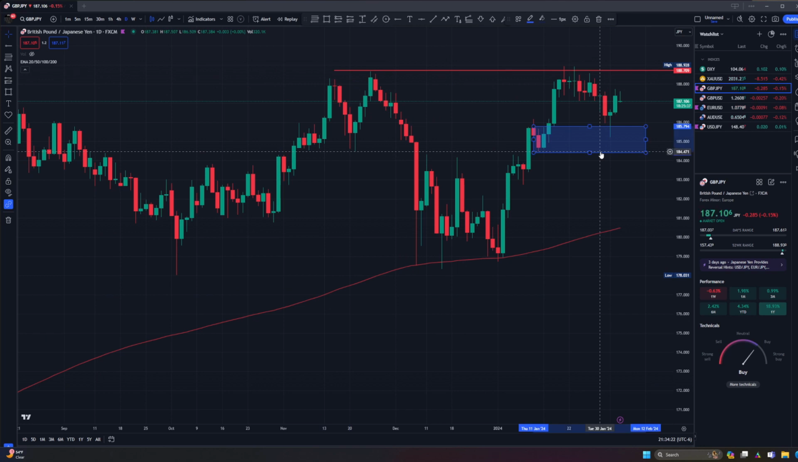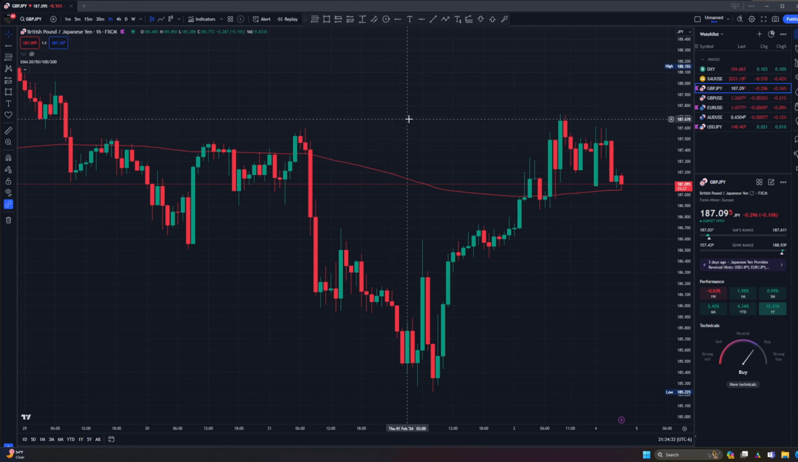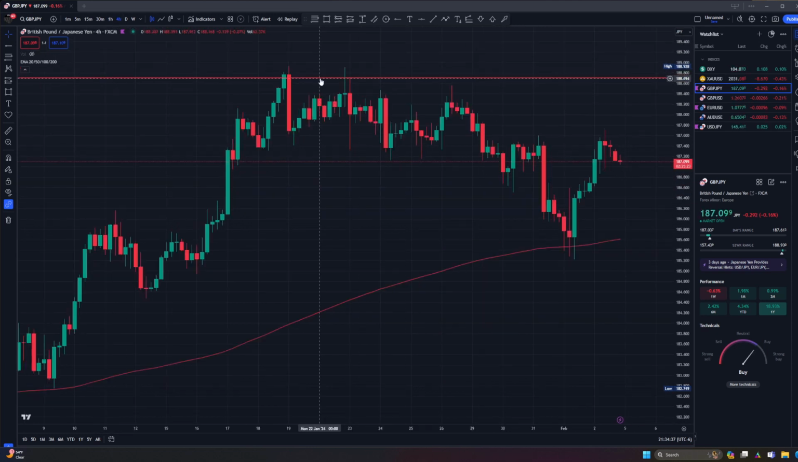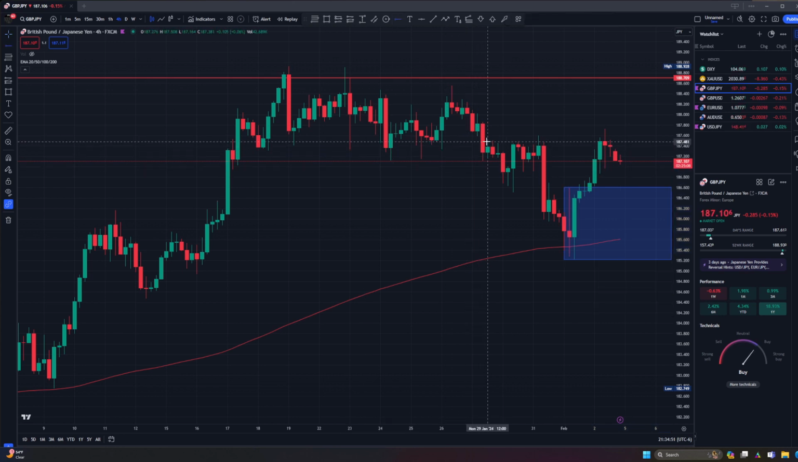So since we know that area was tapped into, we can remove it and drop down to the lower time frame. I don't like the way this wick here is looking. You can still draw the zone here, but it's just such a big zone and you don't want to have that big of a zone. I just don't like it. But we're going to still maintain our area of resistance here.